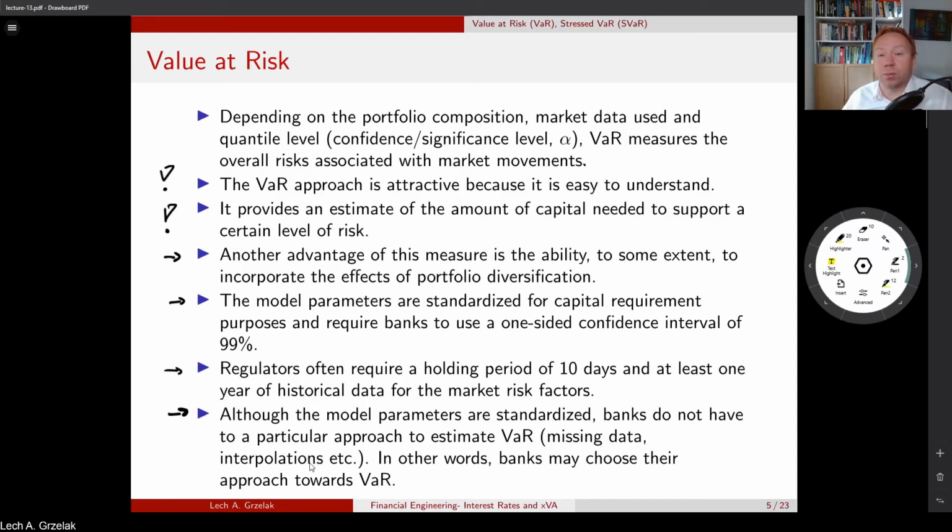So if, for example, you have a yield curve, what kind of interpolation would you apply on the yield curve? What if you have missing data and you want to regenerate missing data? So those are more open issues, open topics and subjects that banks may specify themselves.